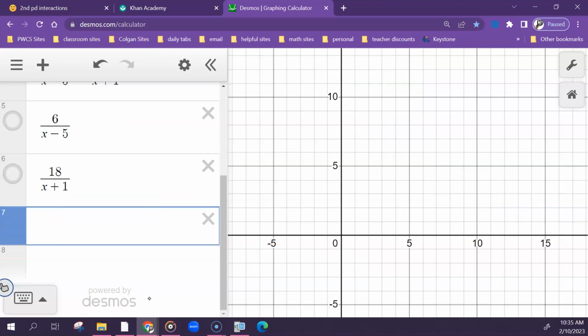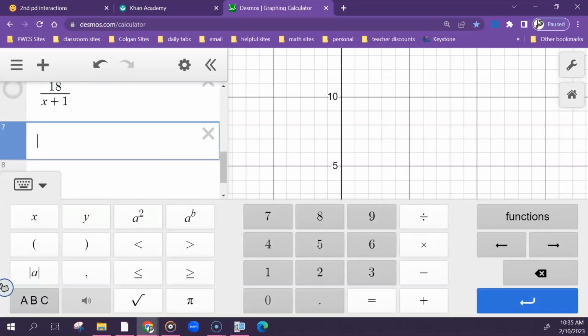What was the last one? Oh, and then 5, you could also use Desmos for. Someone read that one off to me, please.